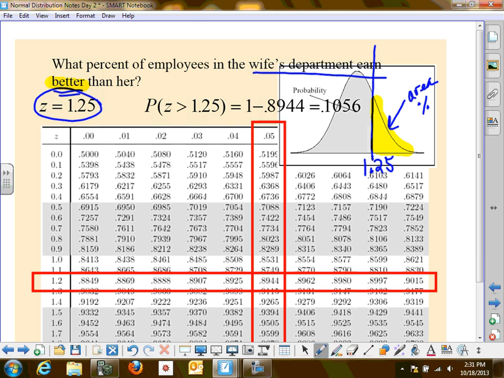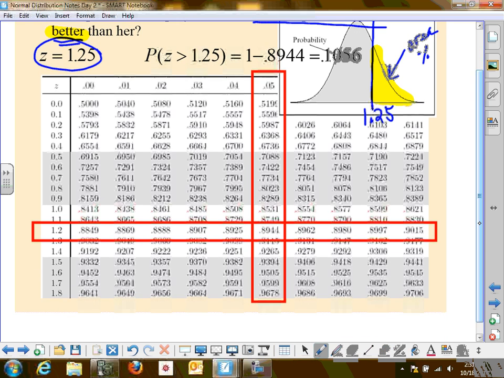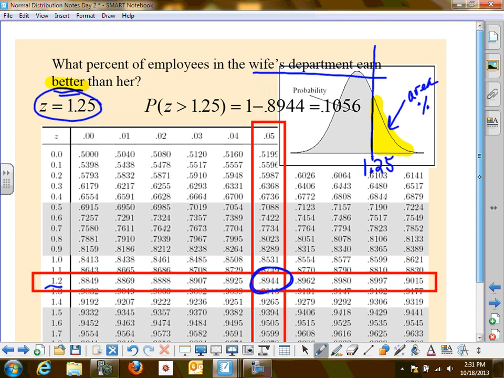So hold that thought real quick. I can do it one of two ways. Of course, I can go to the 1.25, and 0.8944 is this part. 0.8944 is the gray portion below 1.25 z-scores. So to find what's above it, I can just subtract it from 1, and I get 0.1056. Sorry, I'm not lining up my decimals. So that's what you got here.